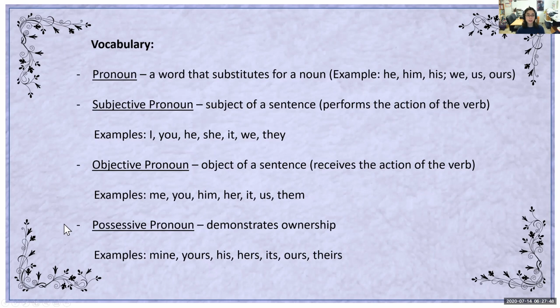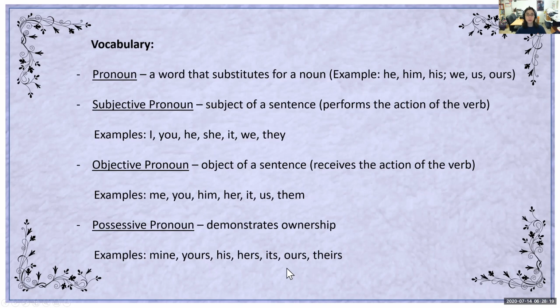Now there's one last type, and that is the possessive pronoun. And the possessive pronoun demonstrates ownership. So examples of these are words like mine, yours, his, hers, its, ours, and theirs. For example, those shoes are mine. So I am demonstrating ownership of those shoes. That's what possessive pronouns are. Or for example, those scooters are ours. So in other words, we are demonstrating ownership of those scooters.